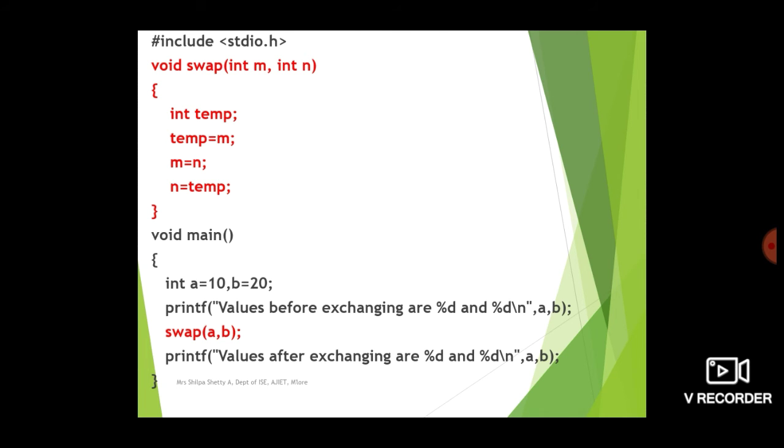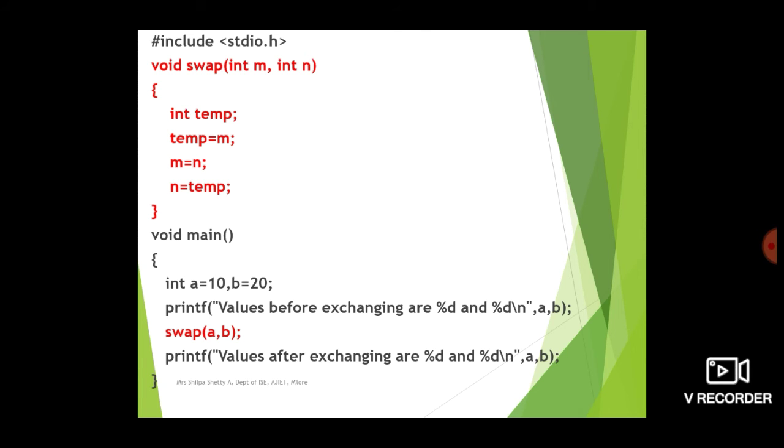So values before exchanging are %d and %d, a comma b. Once it is done, we will call the swap function. Let us pass 10 and 20 as the parameter. When we pass 10 and 20, a copy of 10 and 20, that is a and b, will be made in m and n. So m gets the value of a, that is 10, and n gets the value of b, that is 20.